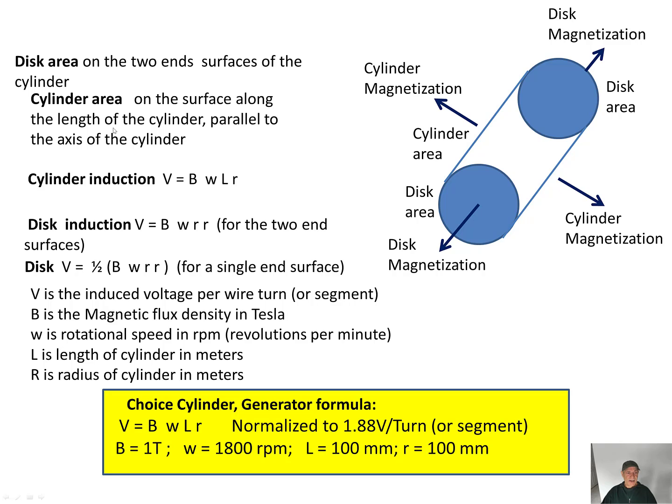Cylinder induction equals V equals BWLR. Disc induction equals V equals BWRR for 2N surface. Disc equals V 1/2 BWRR for single end surface.